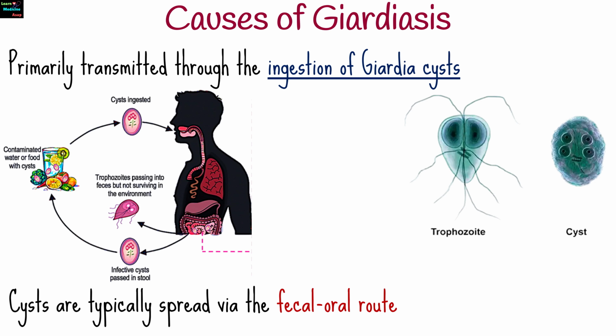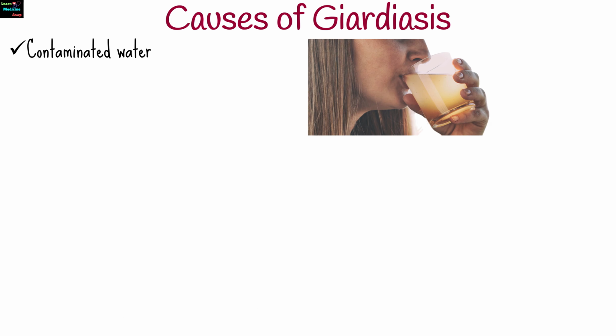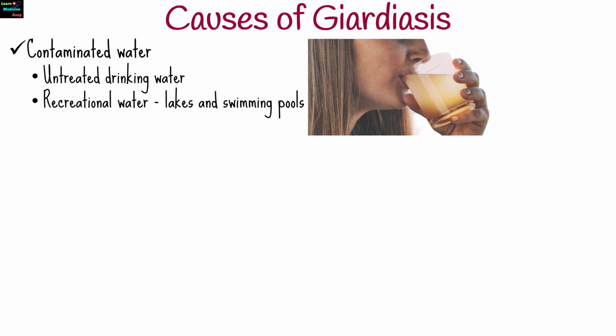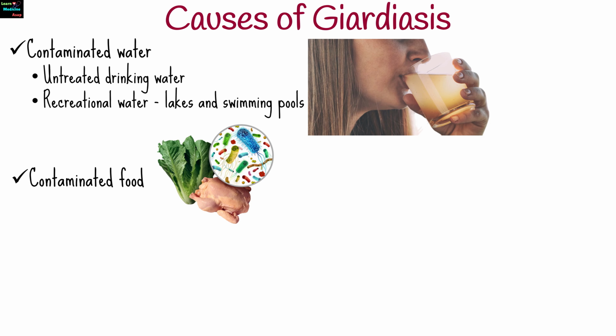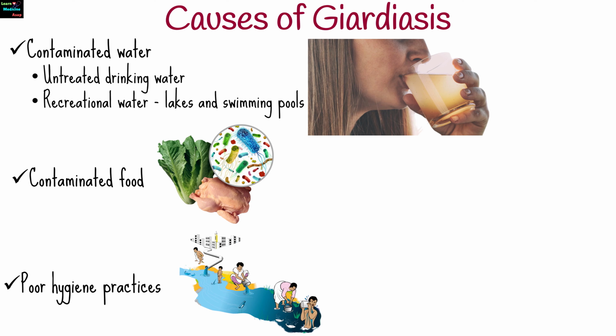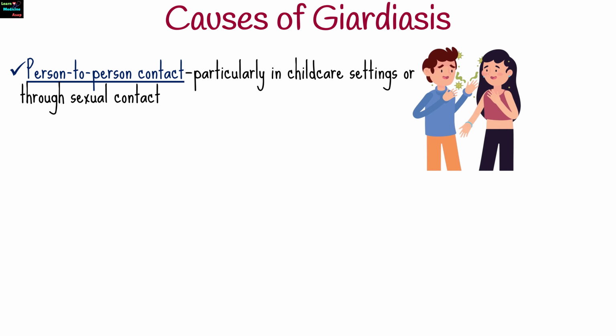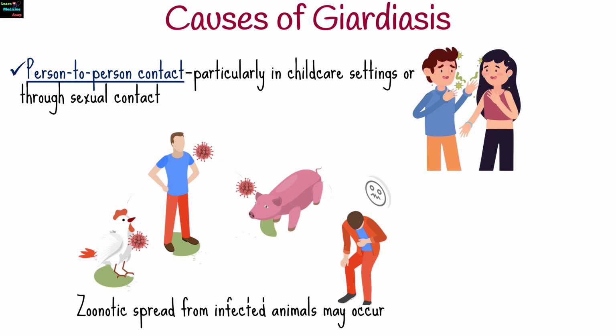Common sources of infection include contaminated water, especially untreated drinking water or recreational water from lakes and swimming pools. Contaminated food, poor hygiene practices, and person-to-person contact, particularly in childcare settings or through sexual contact involving oral-anal exposure, are also important routes of transmission. Additionally, zoonotic spread from infected animals may occur, particularly in environments with inadequate sanitation.